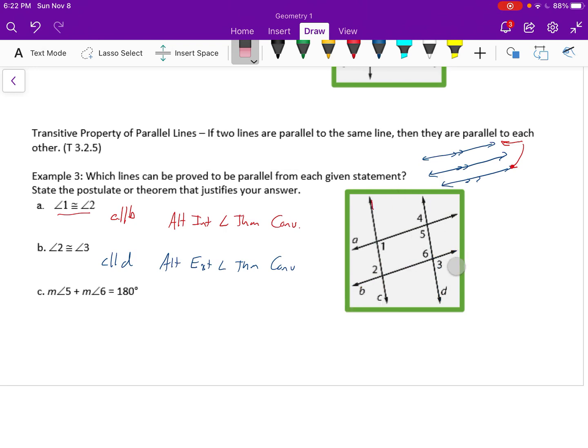Let's start again, erasing these things, and let's look at the last one. Measure of angle 5 plus measure of angle 6 equals 180. Well, that's these two angles, measure of 5, measure of 6. Let's see what forms angle 5. Angle 5 is formed by line D and line A. And then angle 6 is formed by line B and line D. Well, we see that 5 and 6 add up to equal 180, which means angle 5 and 6 would be supplementary, and they are consecutive interior angles. So we could say line A is parallel to line B by the consecutive interior angle theorem converse.